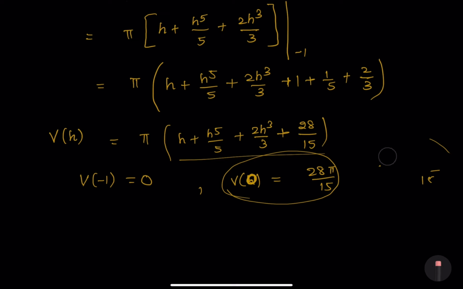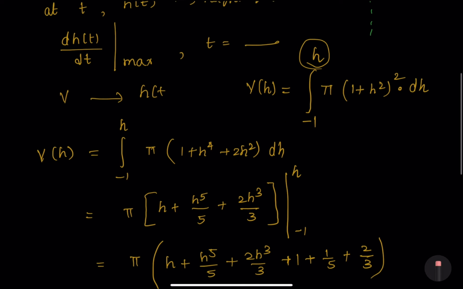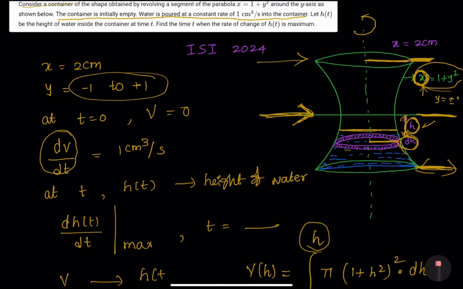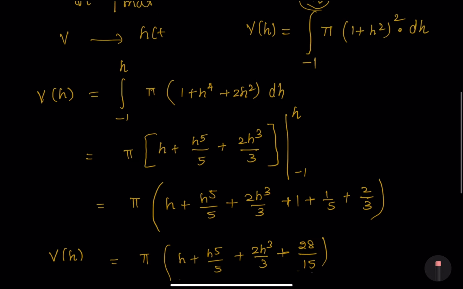Alright, so it is a good practice to put some values whenever you calculate any expression for any quantity and check. This is called corner case checking. Actually, you know the values for some corner cases and you check for those values. Alright, so now we got V in terms of h.